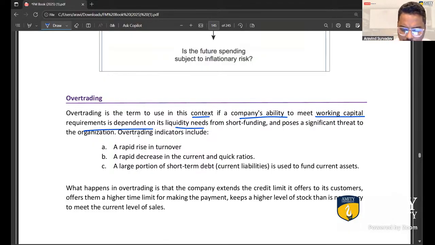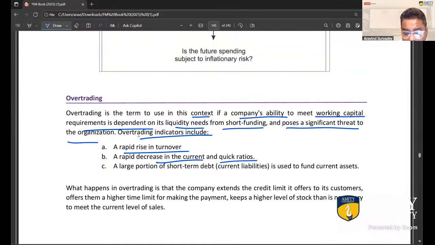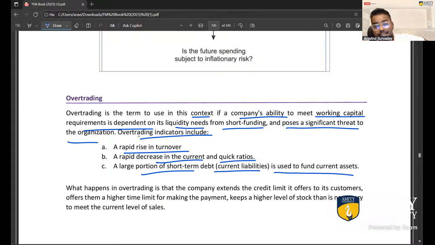is dependent on its liquidity needs from short funding and poses a significant threat to the organization. Now, overtrading indicators include a rapid rise in turnover. When we say overtrading, we mean that the revenue is going up quite heavily, right? A rapid decrease in the current and quick ratios, a large portion of short-term debt, current liabilities is used to fund the current assets. So you can see current assets and current liabilities going up, your quick ratio, current ratio going down. And you will see an increase in revenues.